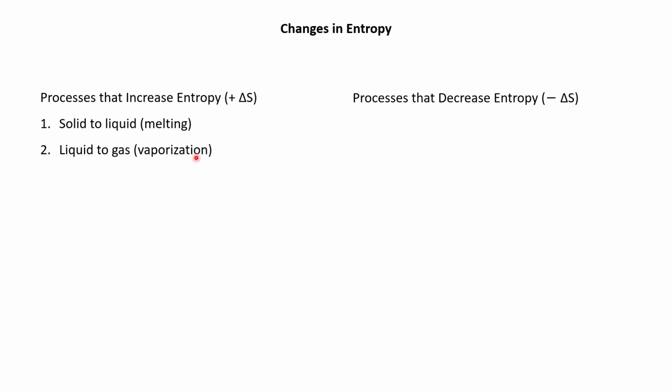The same is true for vaporization. So going from a liquid to a gas, again, the molecules or atoms or particles have even more space to move. There's more disorder. So again, that is a positive process for entropy. Our last phase change, solid to gas. Again, you're going from a very ordered state, the solid, into a very disordered state, the gas. That is going to increase entropy.